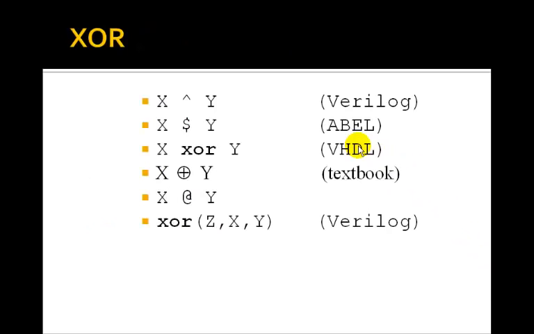There are some other symbols used for exclusive OR. In ABLE, the $ is used to indicate exclusive OR. Textbooks will sometimes use the plus sign with a circle around it for exclusive OR. Sometimes an @ symbol is used, and as we've seen, there's the XOR function in Verilog.